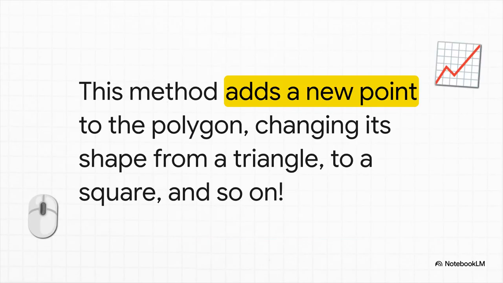And the result is, well, it's awesome. Every single time this code runs, say when you click the mouse, a brand new point gets added to our polygon. So it might start as a triangle, but then you click and bam, it's a square. Click again, it's a pentagon. The shape is literally evolving right in front of us, all by using its own built-in power.